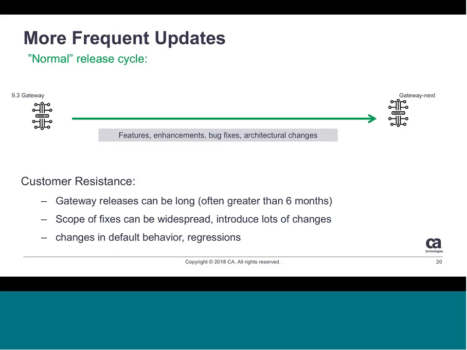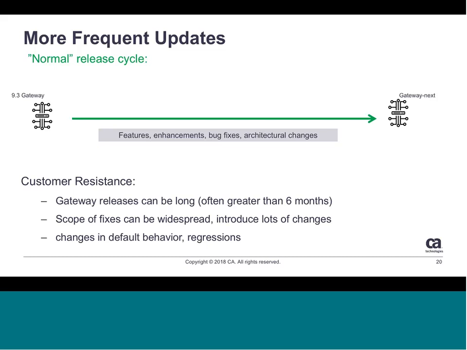We know that our customers have been generally resistive to this type of model because some of our releases are long. There's a potentially large scope of change. So when you're going from, for example, 8.0 to 9.3 or even 8.4 to 9.3, we know that the change set is tremendous, and there's a lot of things there to be able to upgrade to and incorporate within your environment.